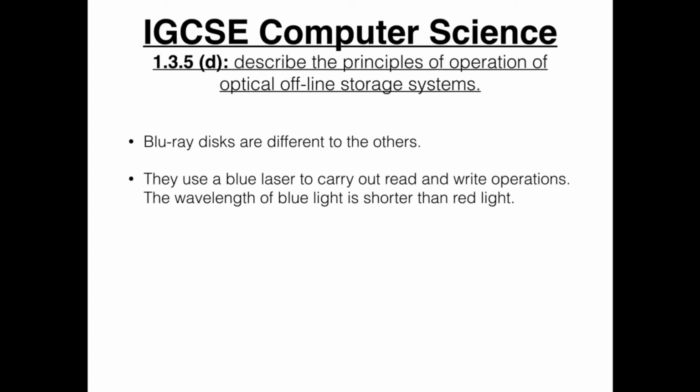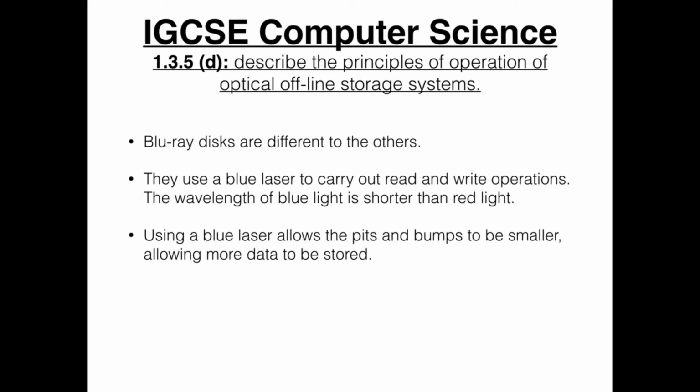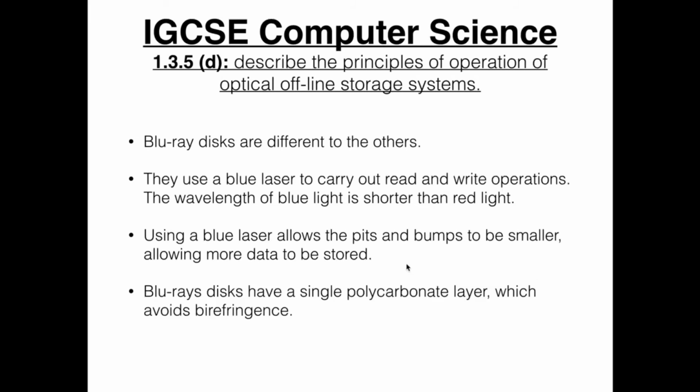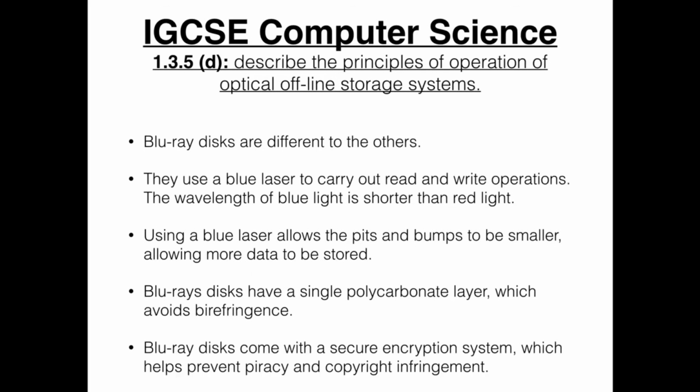Blu-ray discs are different to the others. They use a blue laser to carry out read and write operations, and the wavelength of blue light is shorter than red light, and if you remember, the shorter the wavelength, the larger the storage capacity. Using a blue laser also allows the pits and bumps to be smaller, which allows more data to be stored. Blu-ray discs have a single polycarbonate layer, which avoids birefringence.